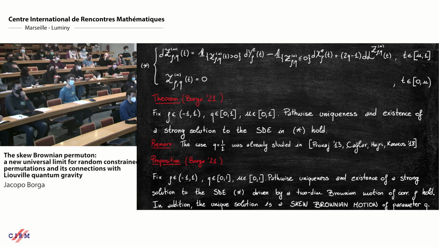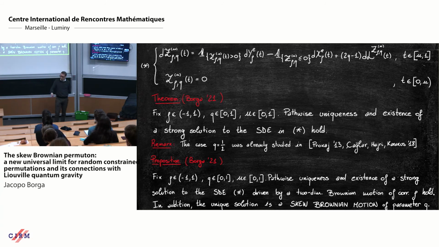The skew Brownian motion is just a process that is constructed as follows. You take a Brownian motion, and for each excursion, you flip it as a positive or a negative excursion with probability p or 1 minus p. And this will give you a skew Brownian motion of parameter p, or here q.